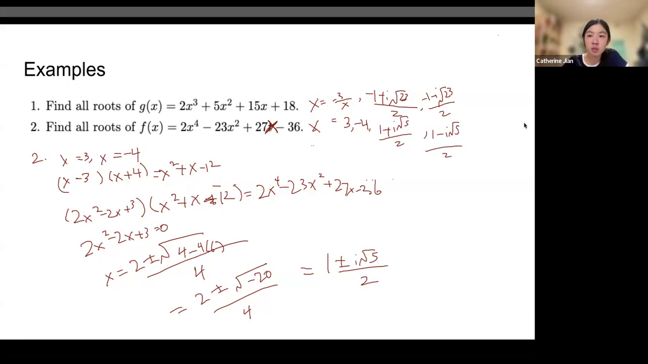You may have noticed something interesting about the roots of these two polynomials. It seems that when we have complex roots, they come in conjugate pairs. For example, these two roots are conjugate pairs and these two roots are conjugate pairs. And there's actually a property for this, I'll move on to the next slide for it.